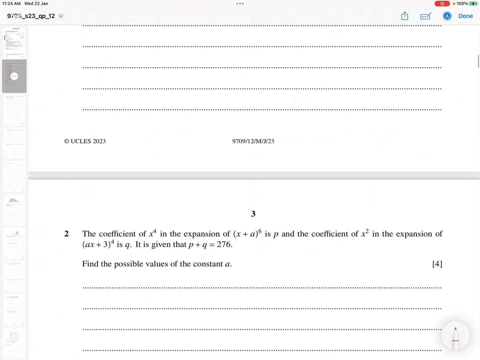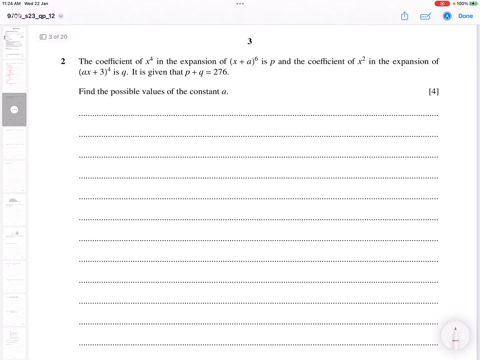Move on to question number 2. The coefficient of x power 4 in the expansion of (x plus a) power 6 is p, and the coefficient of x square in the expansion of (ax plus 3) whole power 4 is q. It is given that p plus q is equal to 276. Find the possible values of the constant a.